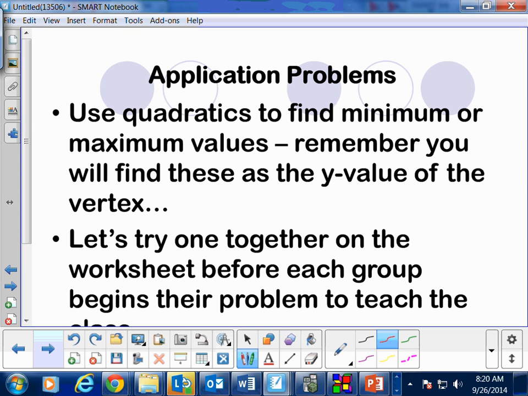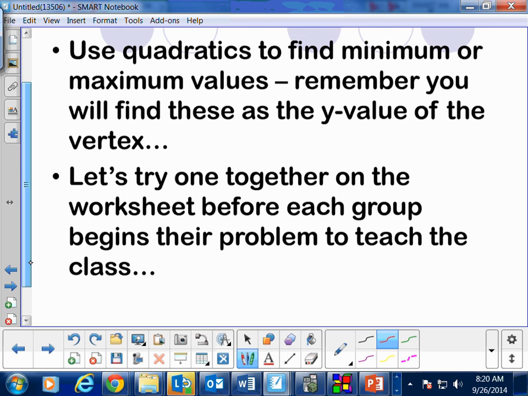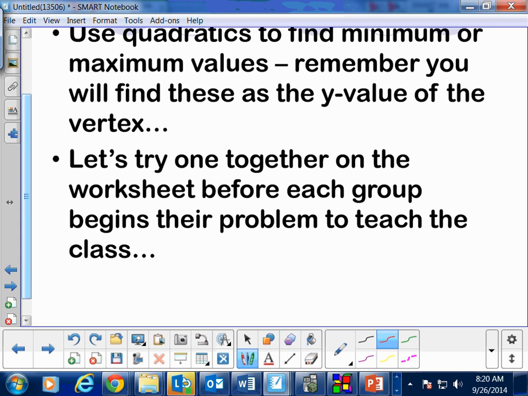Now we're going to do some application problems. We're going to use quadratics to find the minimum or maximum. Remember that you will find these as the y value of the vertex. So we'll try one together on the worksheet before each group begins their problem to teach the class. Oh, okay, that's interesting. So let me go find the problem and see which one they're talking about.